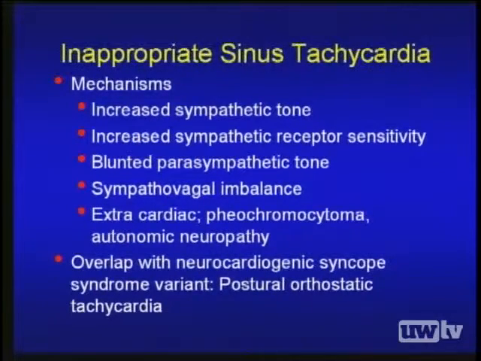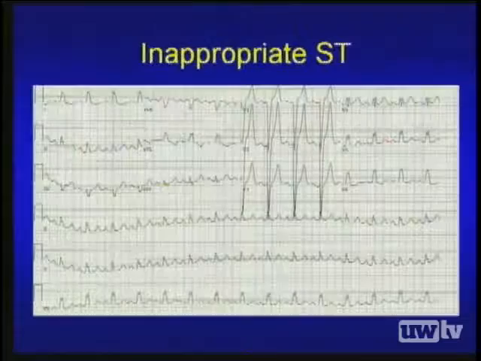The mechanism underlying inappropriate sinus tachycardia is really not known, but thought to be related to one or more of the mechanisms listed here, which can include increased sympathetic tone, an increase in sympathetic receptor sensitivity, a blunted parasympathetic tone, a sympathovagal imbalance, or rarely might be due to an extracardiac cause, such as a pheochromocytoma if associated with episodes of hypertension, or an autonomic neuropathy. It can also overlap with one of the neurocardiogenic syncope syndrome variants, postural orthostatic tachycardia syndrome.